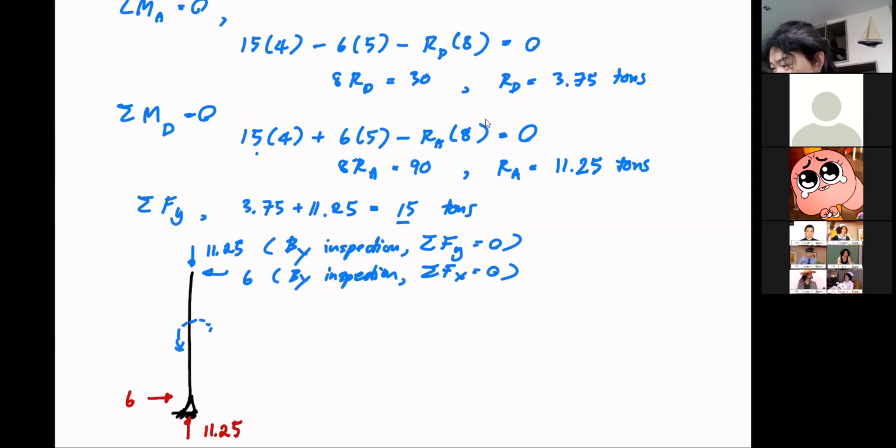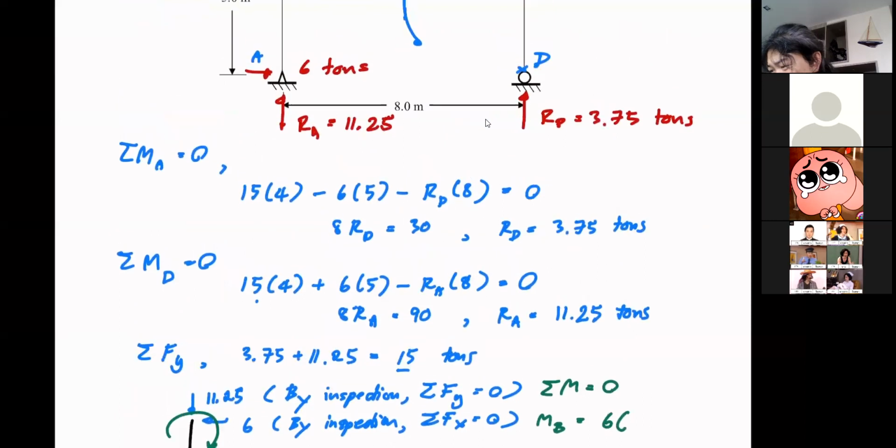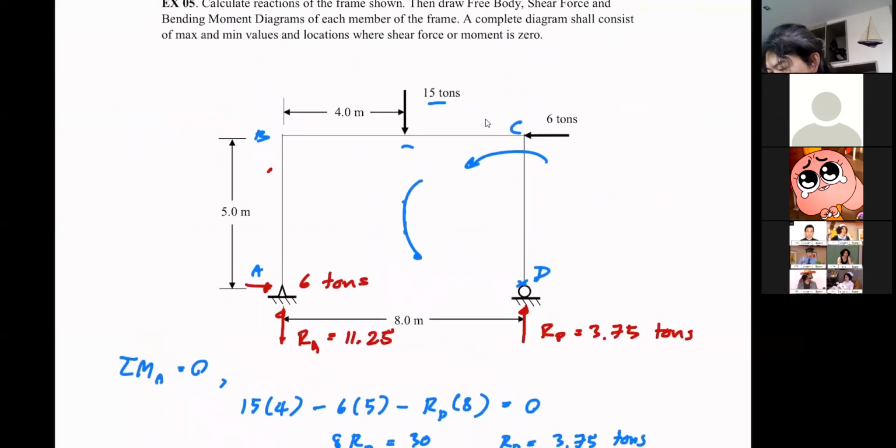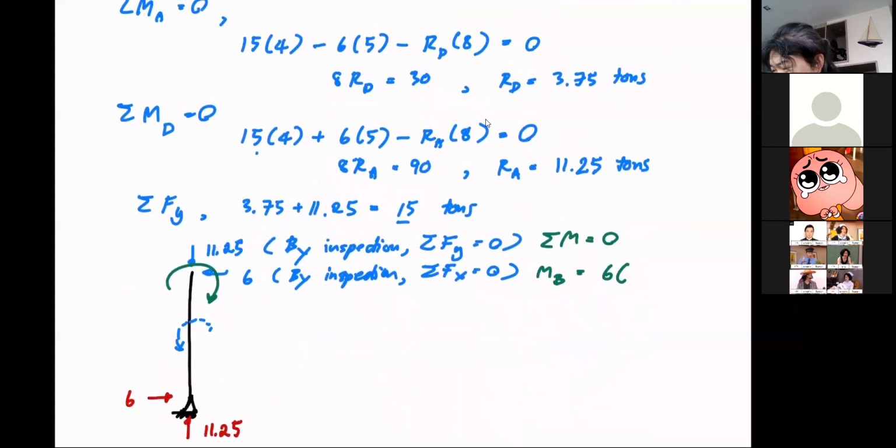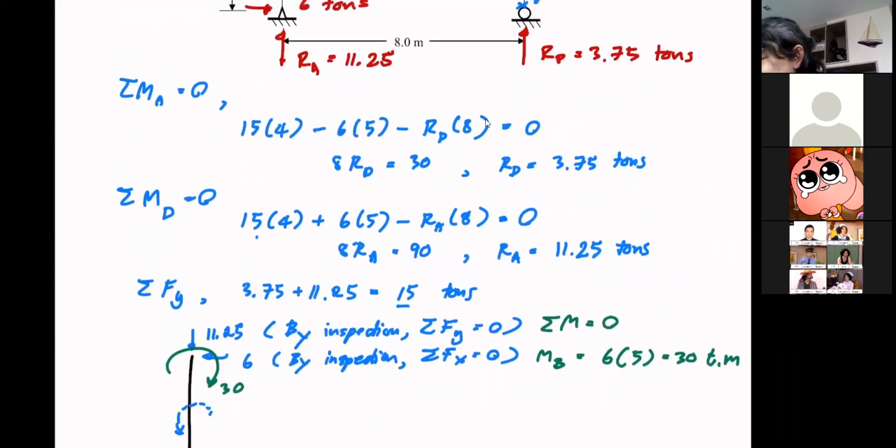So for the moment, let's use green. You see better. So by using sigma moment equal to 0, you know that this moment MB is equal to 6 multiplied by the height of the frame, which is 5. Sorry. So it's 30 ton-meter. Okay, so this is 30. All right. So let's skip and work on member CD.